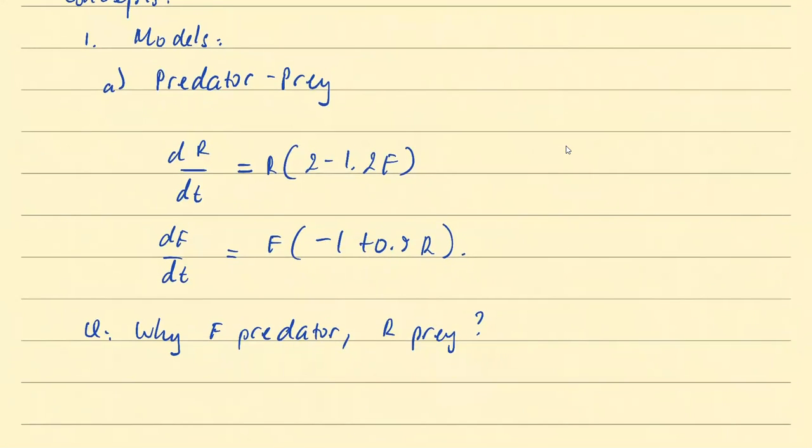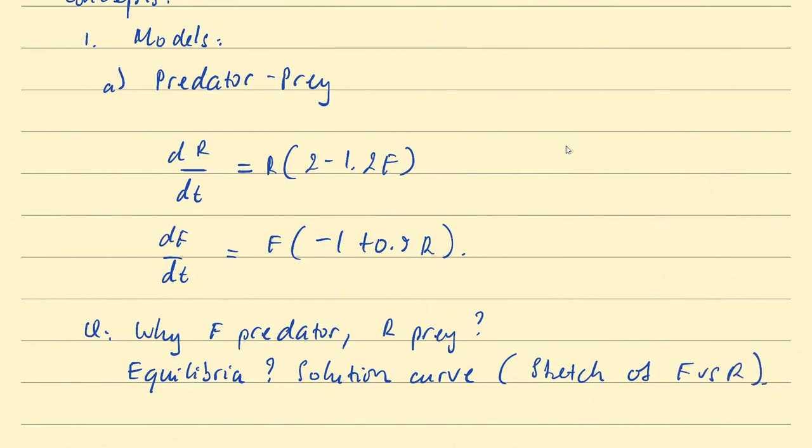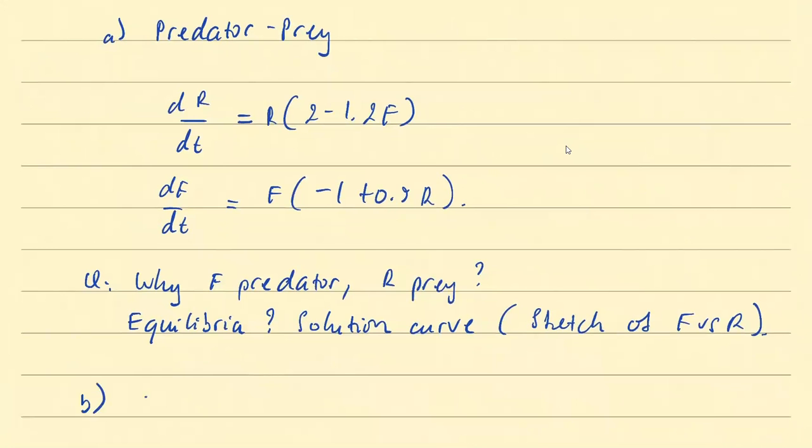In this question also, there are the equilibria, meaning what kind of population distribution of R and F is such that if we start there, we'll stay there. And then there's also the idea of the solution curve, basically the graph, a sketch of, let's say, F versus R. We will go back to this a little bit later, but these are things that we considered last time. The second model is the spring-mass system.